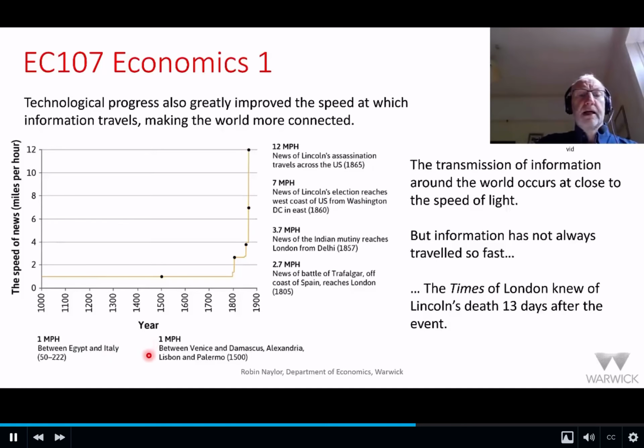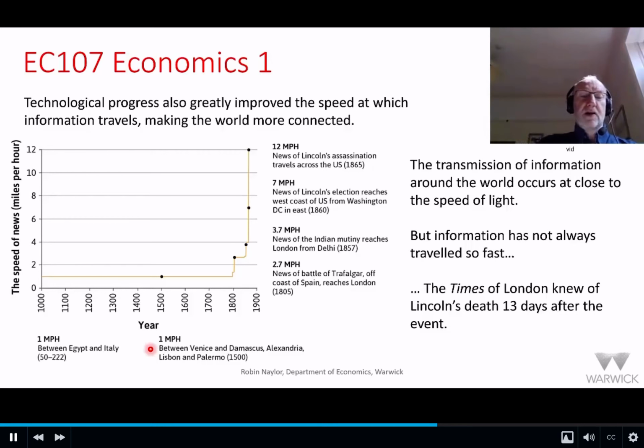And that was still true in the year 1500, where documents revealed that news of events occurring in Venice, travelling to Damascus or Alexandria and Lisbon and Palermo, was travelling at around 1 mile per hour. Walking pace is typically something like 3 miles per hour, but over very long distances, you can't really walk at a constant rate of 3 miles per hour.